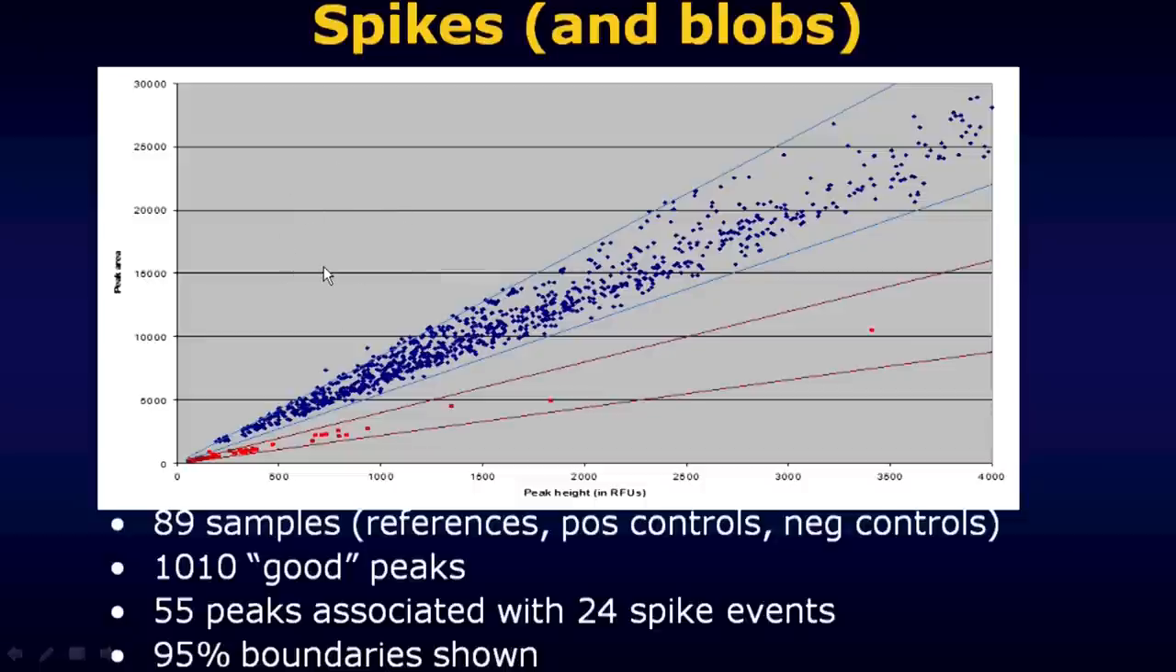So again, bottom line, spikes and blobs are artifacts. The reality is they happen. They can be recognized and they can be discounted during the course of the interpretation of a DNA profile electropherogram. Let's move on to talk about a third artifact. We're cruising here, aren't we?